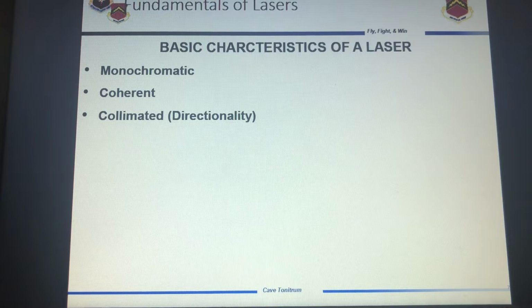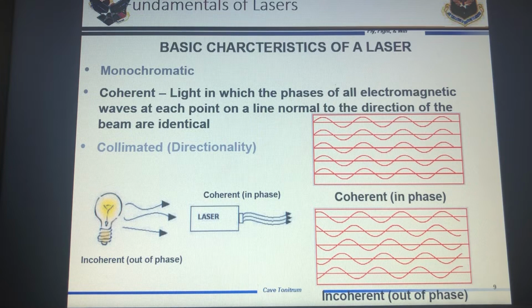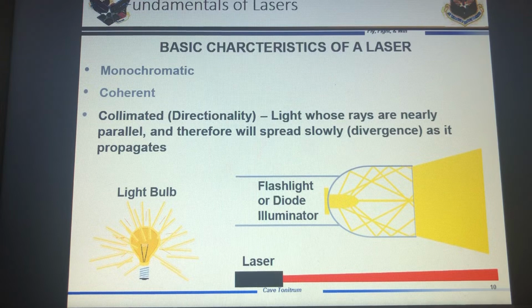Some basic characteristics of the laser include monochromatic, meaning that it just has one color or wavelength. Ours is a dual wavelength of 810 and 980 nanometers. Coherent just means all of the waves are in the same direction, as you can see from the top picture. All of the waves are identical, as well as collimated, which shows, as opposed to a light bulb that spreads light in all directions, a laser has a very low divergence, and you can see that at the bottom.